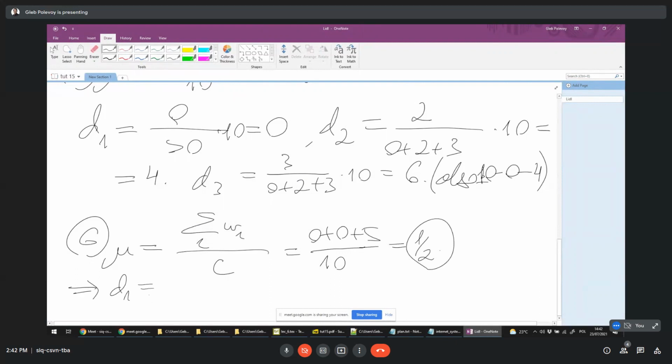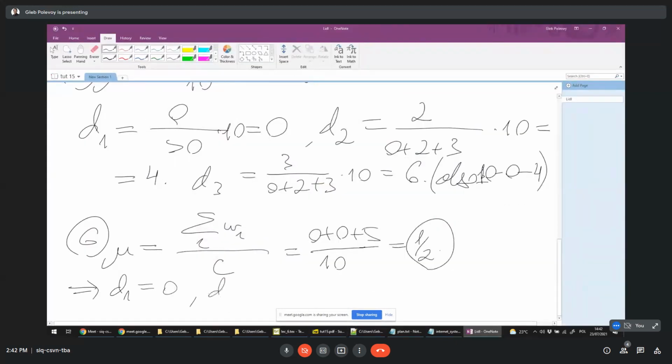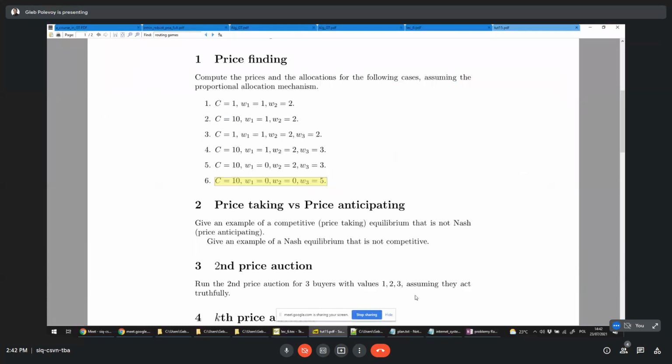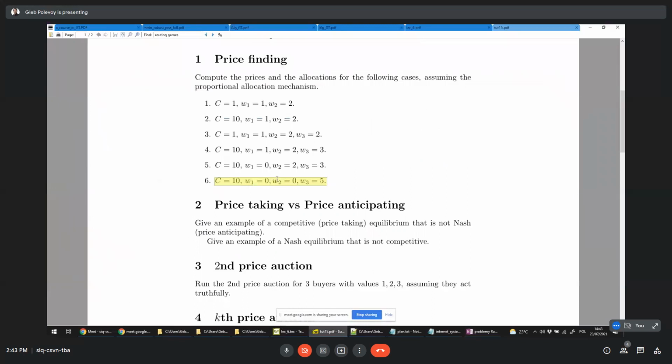So D1 is simply how much player 1 tells, it's 0. D1 is 0. D2 is 0. Now D3 has to be everything, but we can also calculate it. It's simply 5. Either we can calculate it using the price, so it's like 5 divided by half, which is 10, or we can say that it's simply 5 divided by the sum, which is also 5, or that what is left.